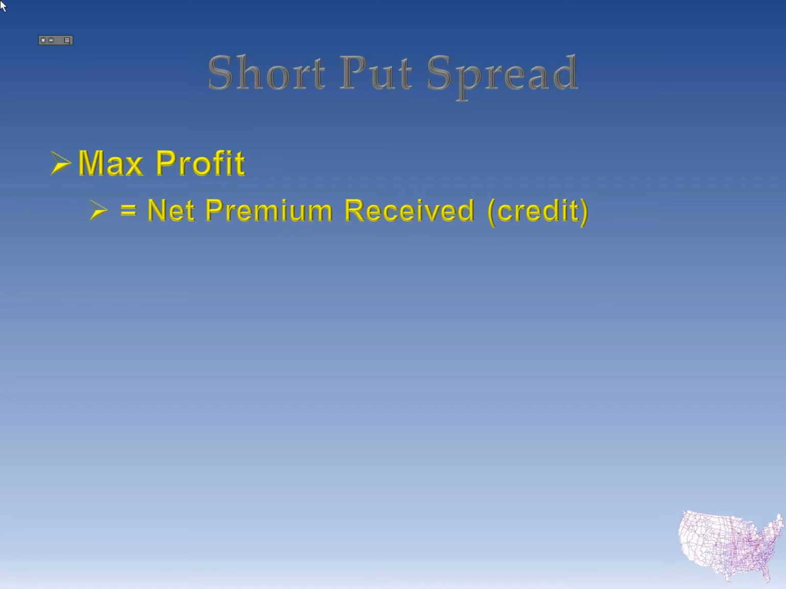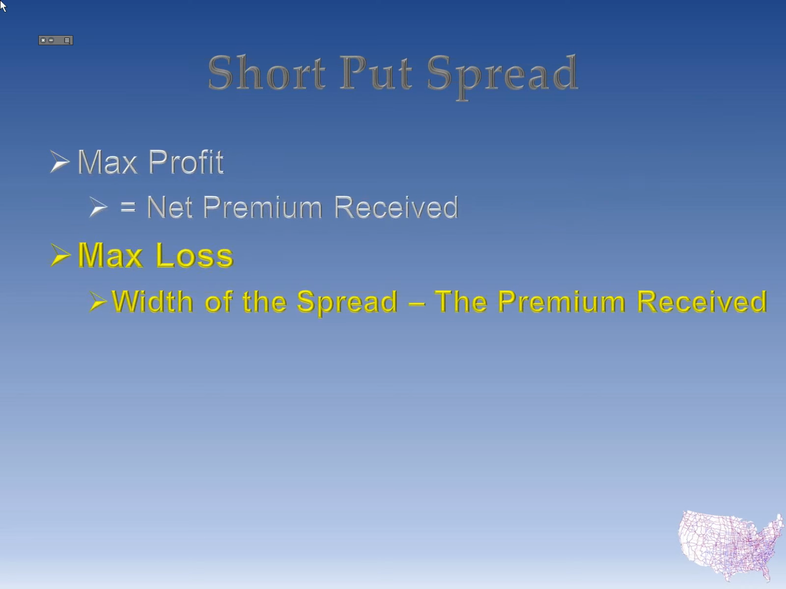So our max profit is the net premium received. That's that credit. So my max profit in this GLD is basically $1.52. All right. Our max loss is the width of the spread minus that premium, right? So I have $5 wide, $1.52 means $3.48. I know my risk. I know my reward because it's defined.